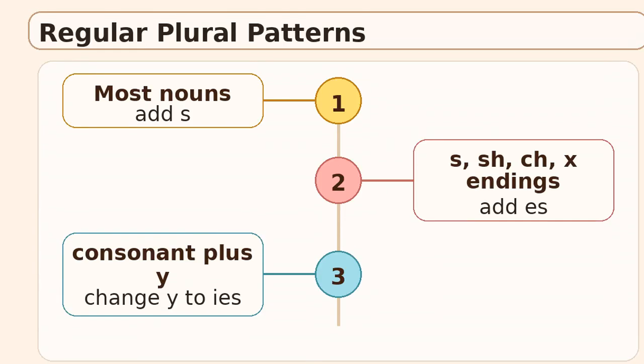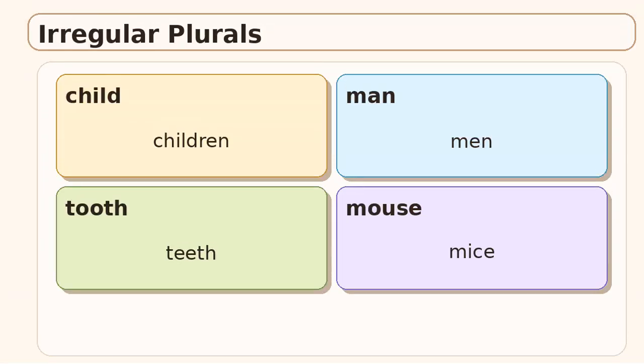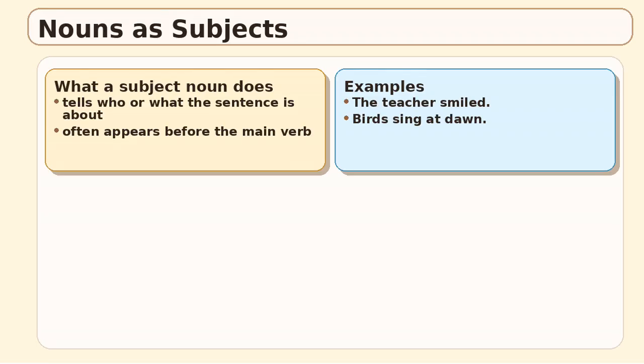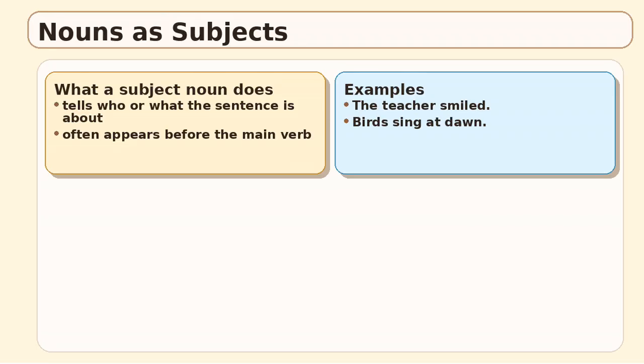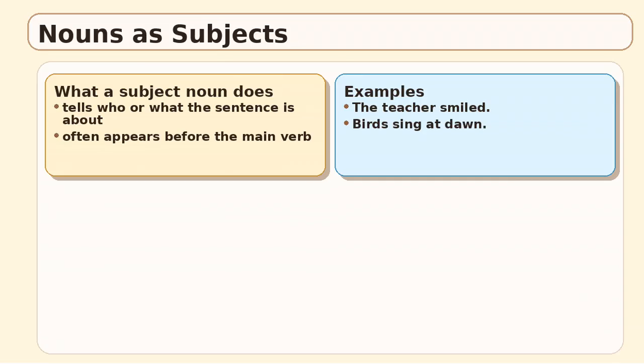Many plural nouns are formed by simply adding s or es, but the spelling pattern depends on the noun ending. Some plural forms do not follow the regular pattern, so they must be learned carefully through use and repetition. In many sentences, the noun works as the subject. That means it tells us who or what performs the action or experiences the state.